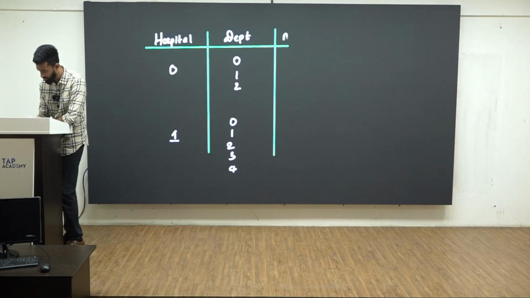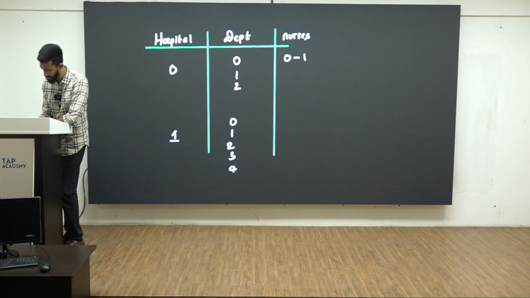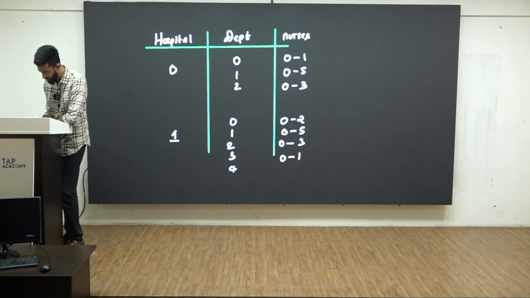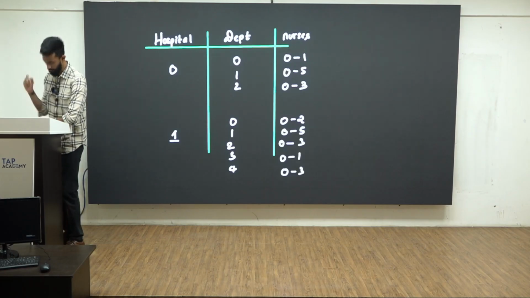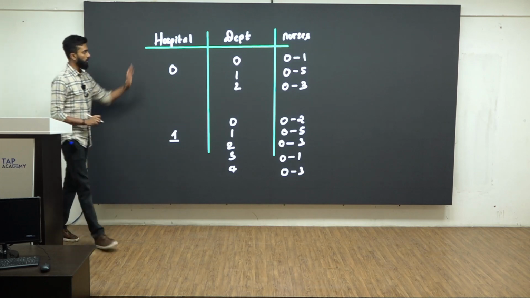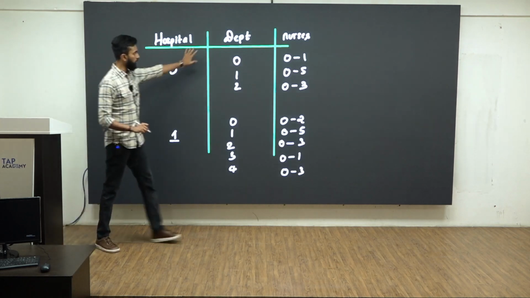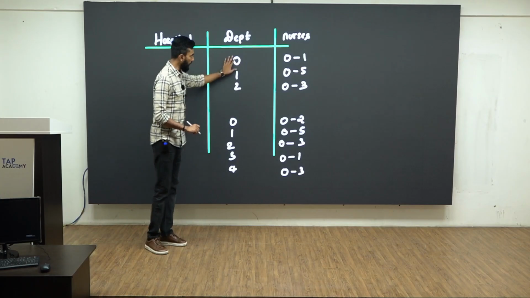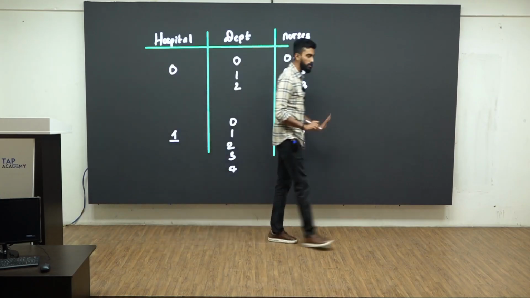Okay, watch this. So here, please tell me, friends. Let us assume here I have 2 nurses. Here I have 6 nurses. Here I have 4 nurses. Here I have 3. Here I have 6. Okay, and here I have 4 nurses. Here I have 2 nurses. Here I have 4 nurses. So you can see, both hospitals don't have equal departments. Every department doesn't have equal nurses.